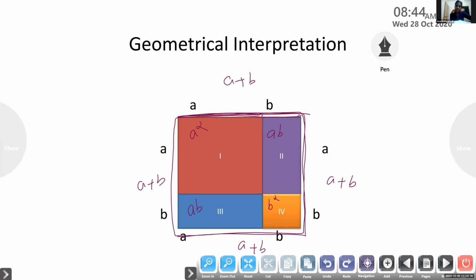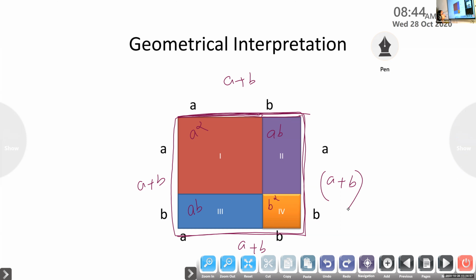So what is its area? A square with side A plus B. What is its area? Side A, you said A square. Side B, you said B square. If the side is A plus B, what is its area? A square, B square. No. Think. If the side is A, it is A square. If the side is B, it is B square. If the side is A plus B.